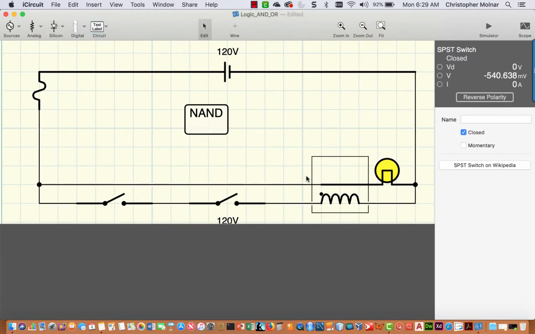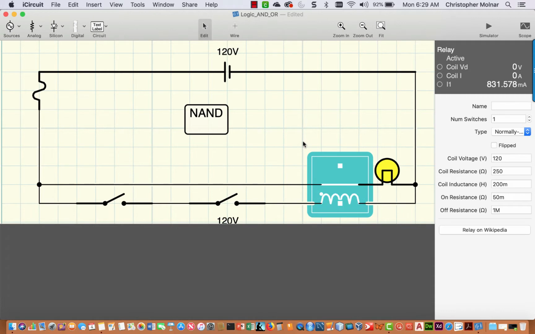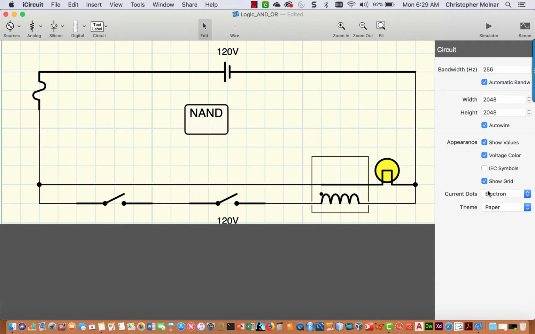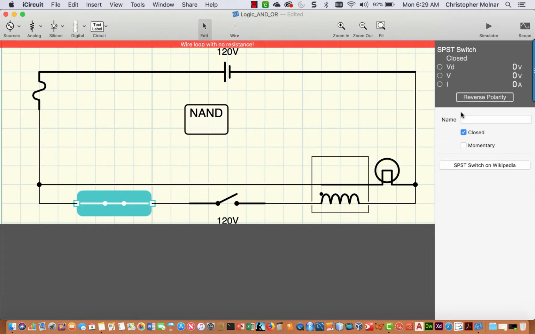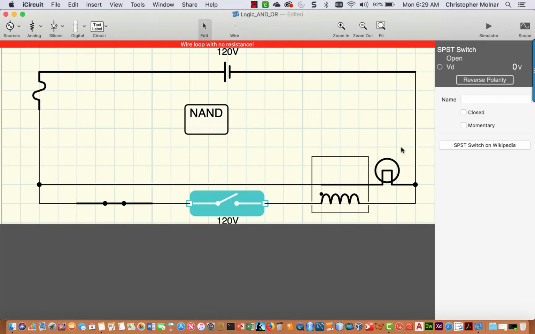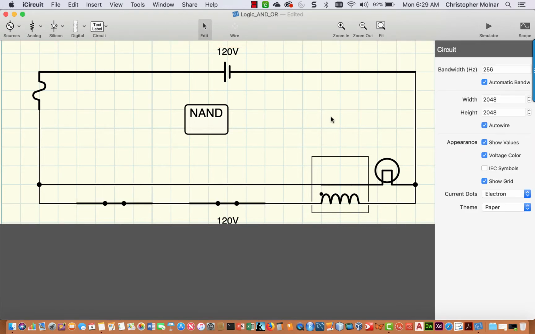The next circuit is the NAND circuit. If you take a look at this circuit, we have a path for electricity to flow. I have a light bulb that's lit. That's because we're going through a relay. Now, if I close switch 1 and switch 2, my light bulb goes out. So again, it's the opposite of the AND.